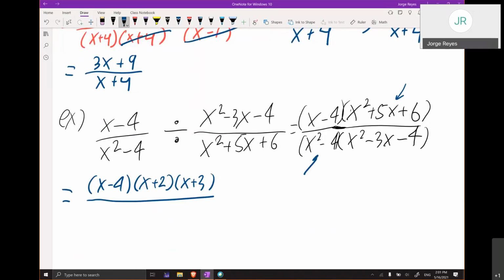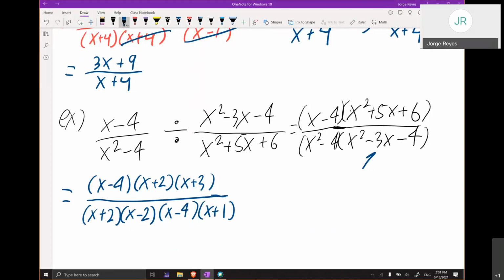This, that is x plus 2, x minus 2, okay. And then this one, does that factor? Yes, it does, okay. x minus 4, x plus 1. That one's a little weird, but that's okay.